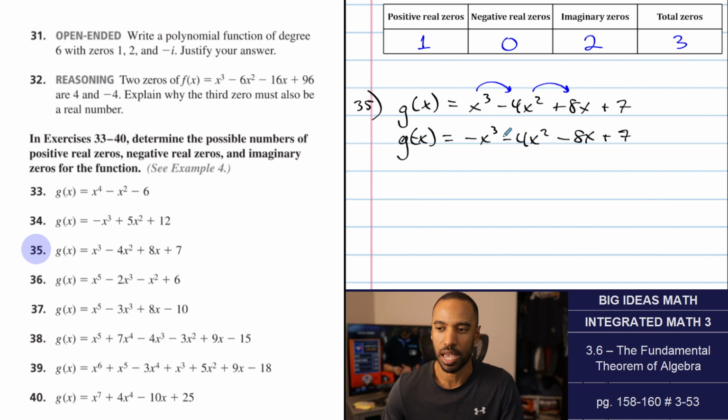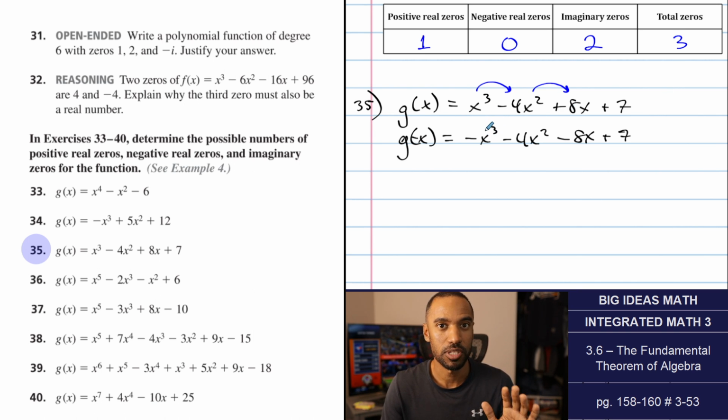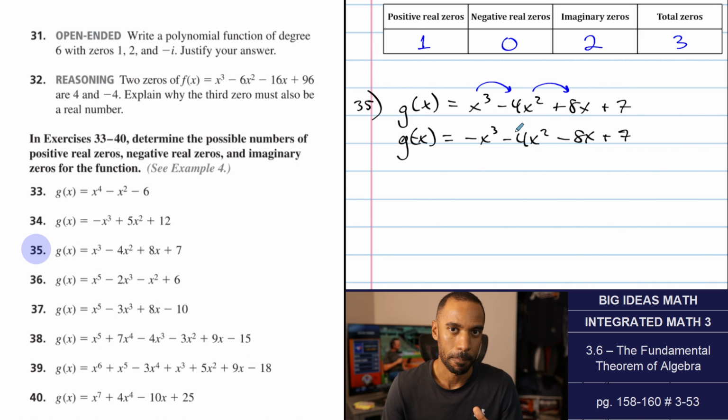I'm skipping a few steps there, but keep in mind, anytime you raise a negative to an odd power, the sign will change. Anytime you raise it to an even power, the sign will stay the same. 7 is just a constant. There's nothing to plug in there.